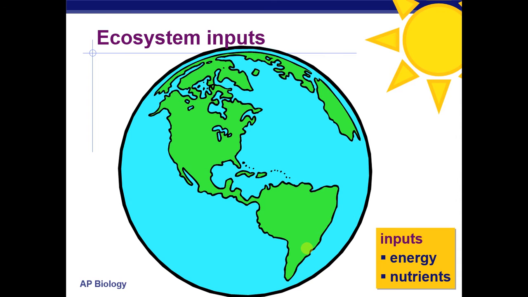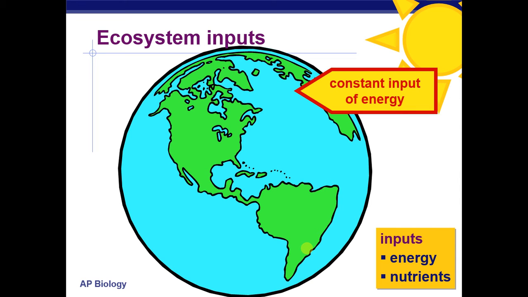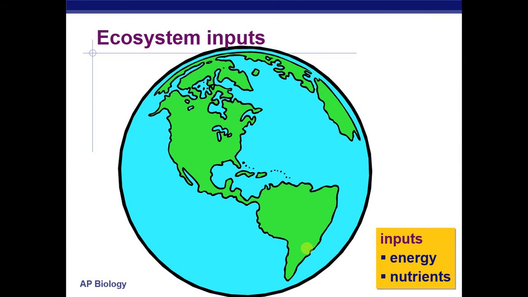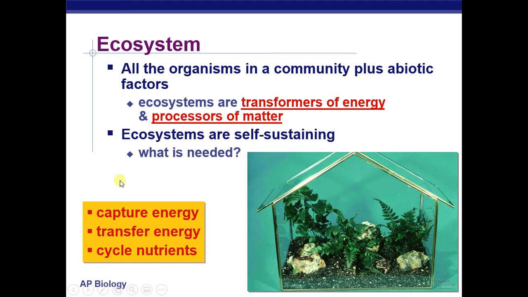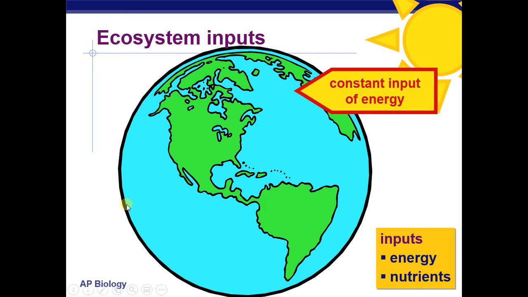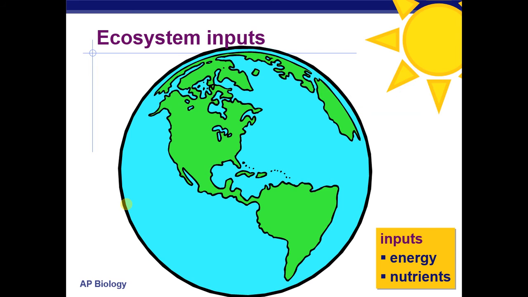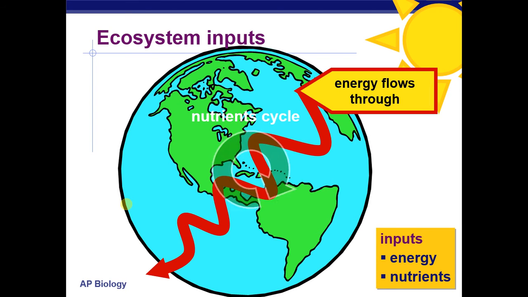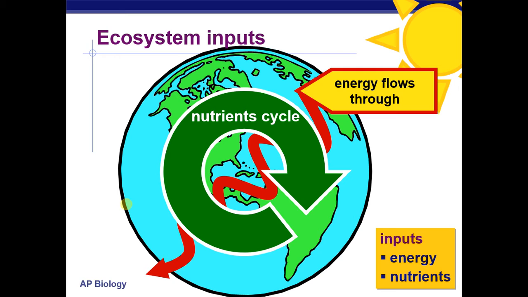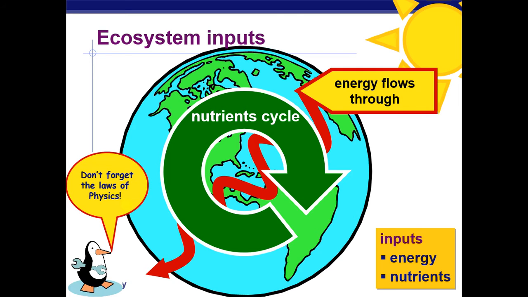In every ecosystem, we have a constant input of energy from the sun. That is the main way that energy is captured in an ecosystem. It starts in the plants, which capture sunlight energy through photosynthesis. Then we cycle nutrients, and we have what are called the biogeochemical cycles, like the water cycle, the carbon cycle, and things like that, to cycle nutrients.